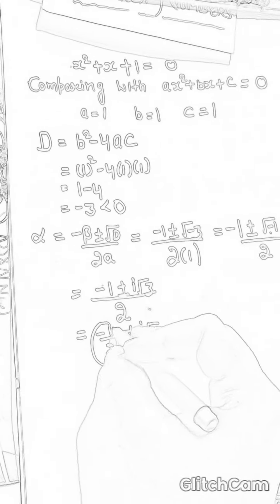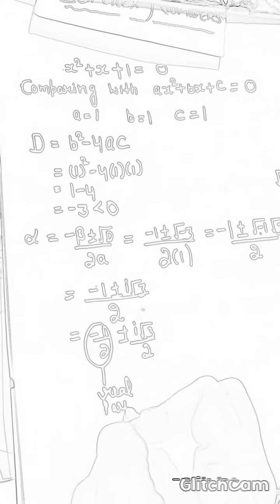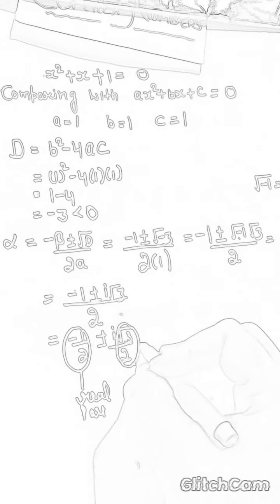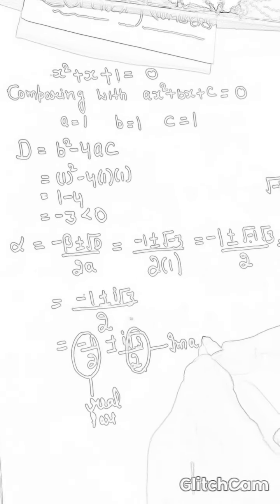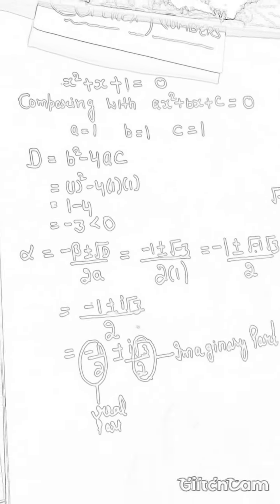And this minus 1 by 2 is the real part, and this part is called the imaginary part. And this is called the complex number. And we write the complex number as z is equal to x plus eta y. Here x is the real part and y is the imaginary part. So, a complex number is in the form of x plus eta y.